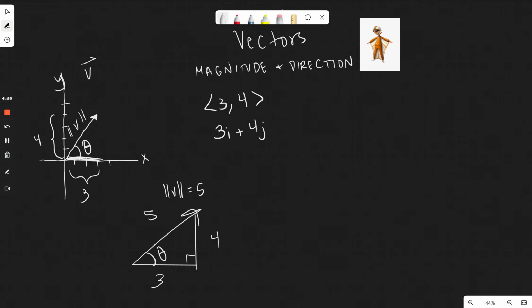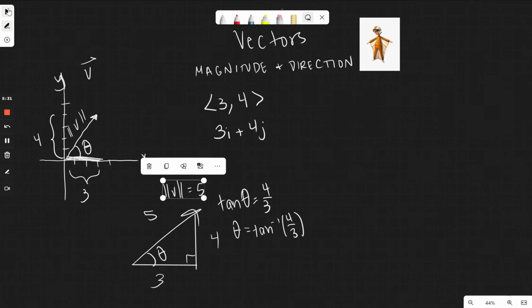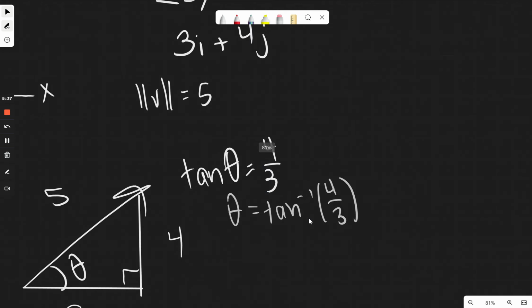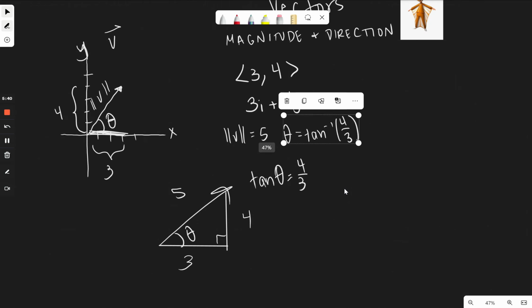well, we can use our trig, and we can say that the tangent of this angle is 4 over 3 because it's just opposite over adjacent. So the angle itself is the inverse tangent of 4 over 3, right? And so now we know the magnitude and we know the angle, which means we can also represent this with just the magnitude and the angle. That's one other way to represent this.